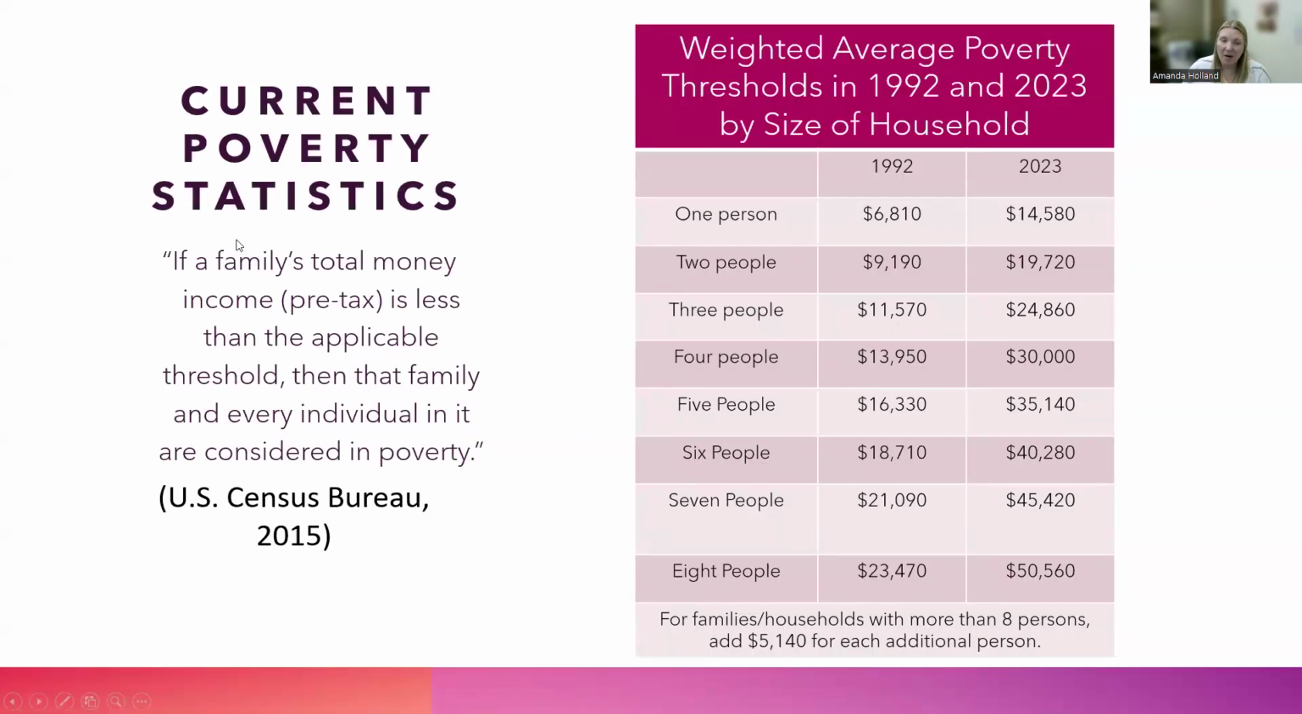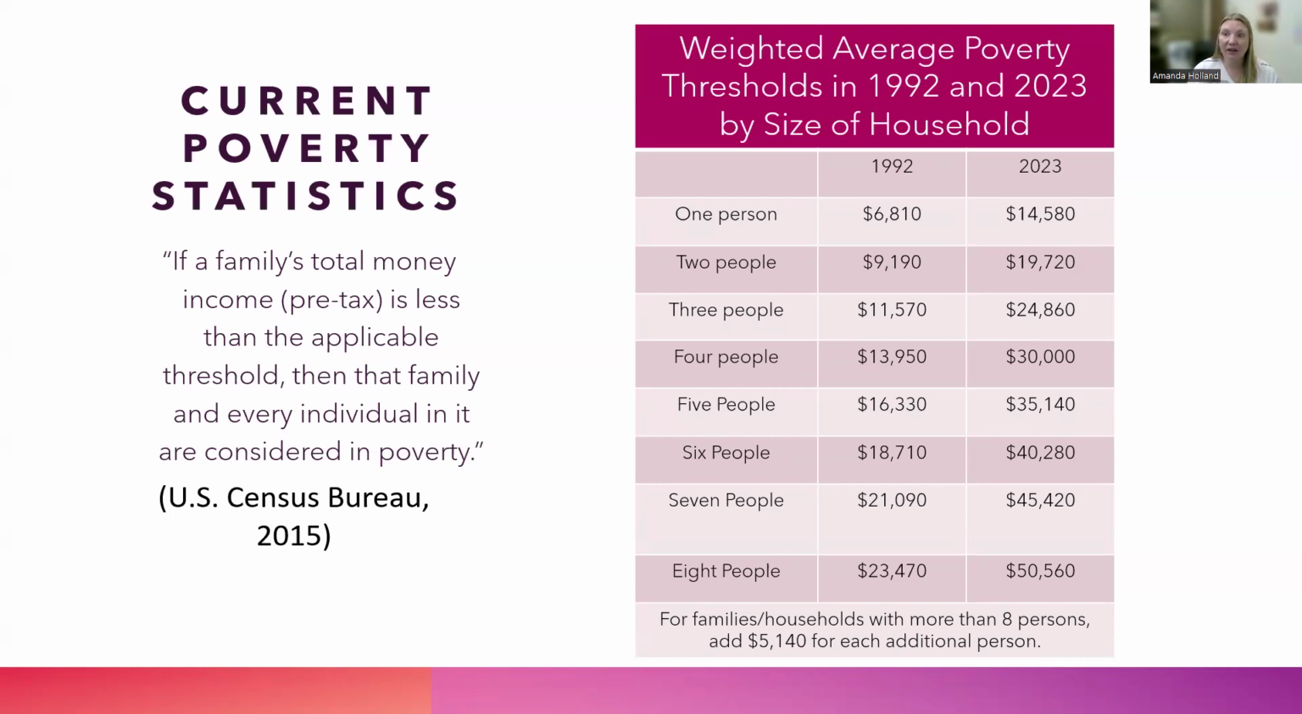So let's talk a little bit more about poverty in general. These are our current poverty thresholds for 2023. So these have just changed. They may have gone up just a little bit, but these are the poverty thresholds for 2023. If a family's total money income pre-tax is less than the applicable threshold, then that family and every individual in it is considered in poverty. So let's look at these. One person, $14,580. If you make less than that pre-taxes, then you are considered to be in poverty.